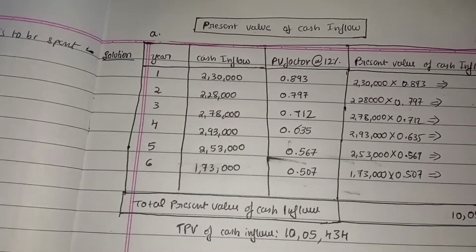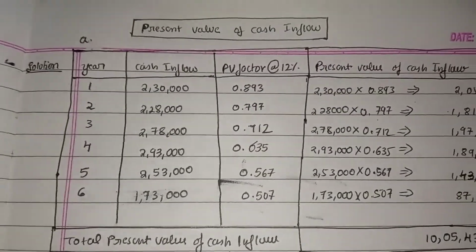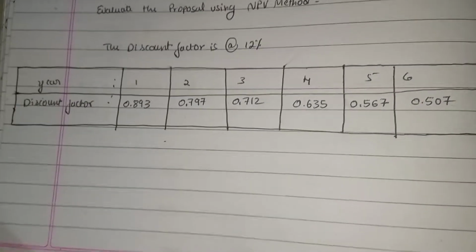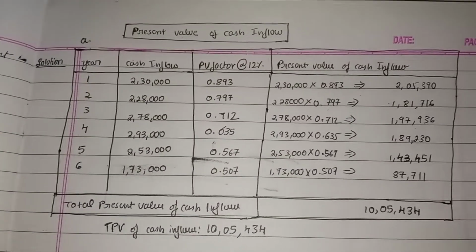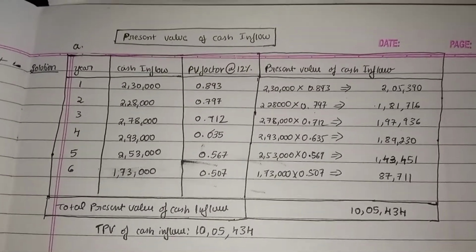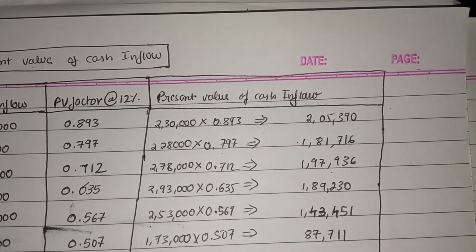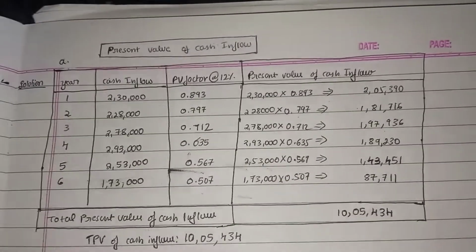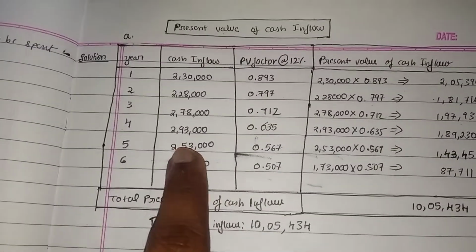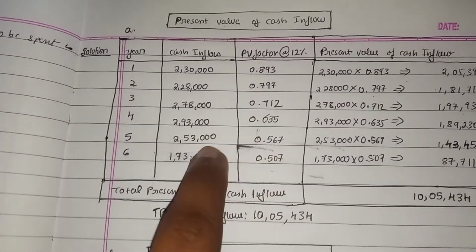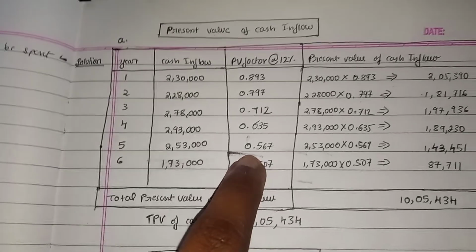Here, years 1, 2, 3, 4, 5, 6, cash inflow, and PV factor at 12%, which they have given in the question. So next, the fourth column is present value of cash inflow. See, this problem is simple. I have just taken the table and the discounting factor. By taking both, I just do the product of the cash inflow and PV factor.